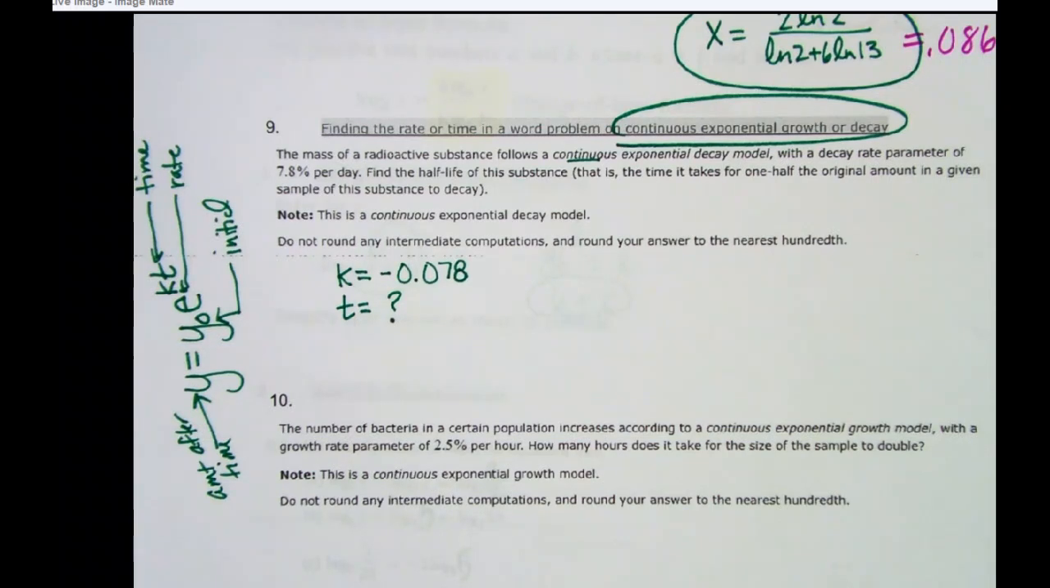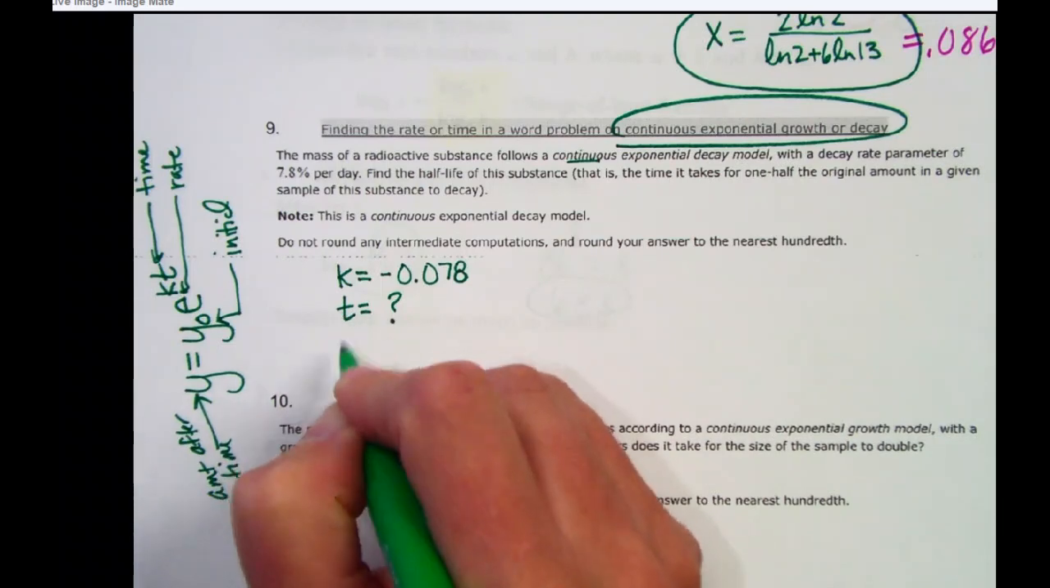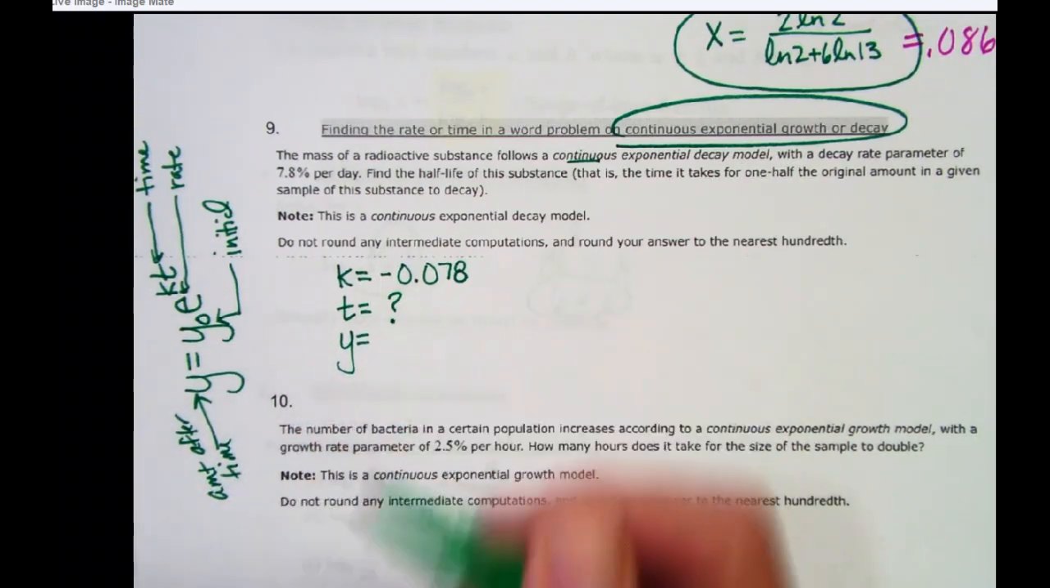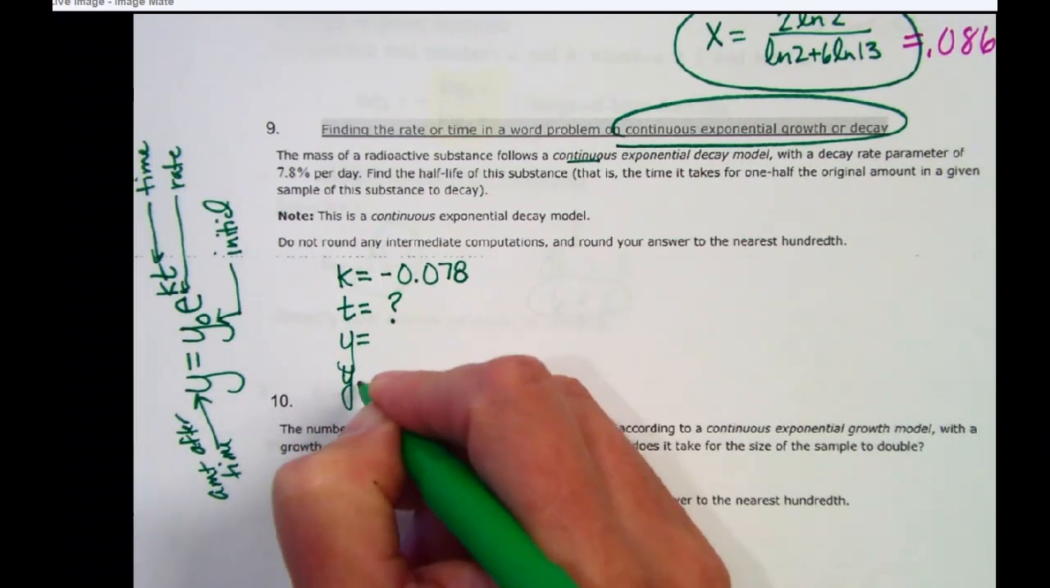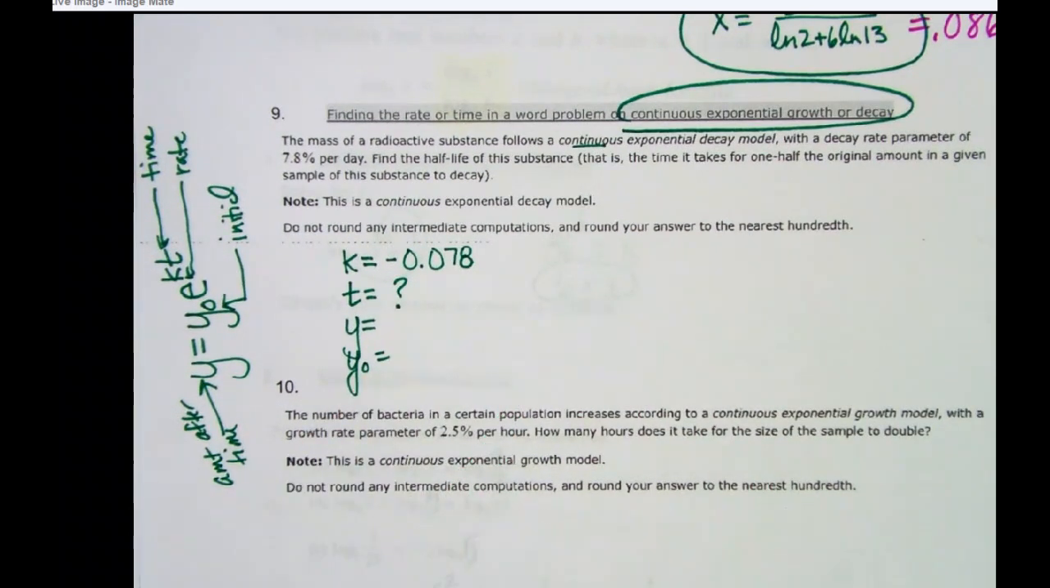So if I'm going to solve an equation, I can only have one unknown, right? So if I'm told I'm solving for time, that means I should be able to figure out y after time and the initial amount. Any ideas?